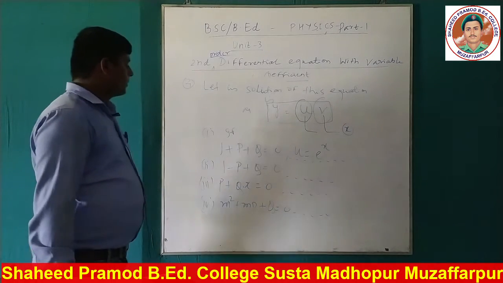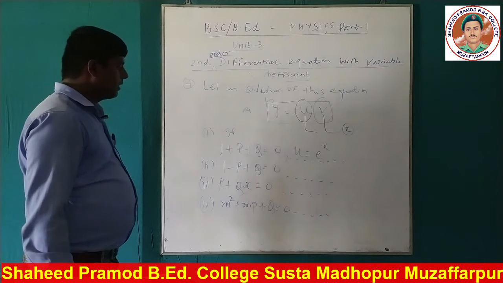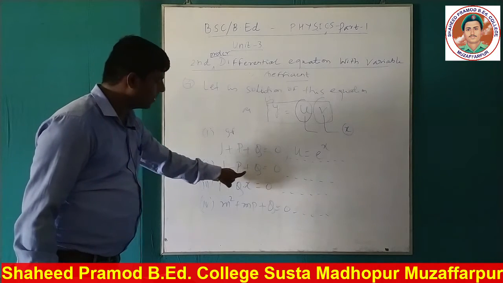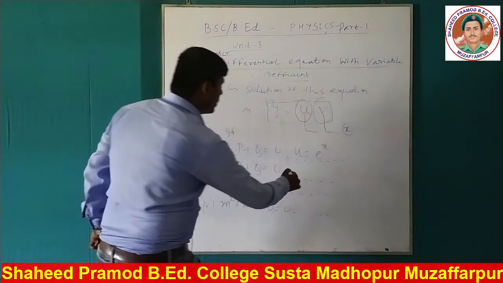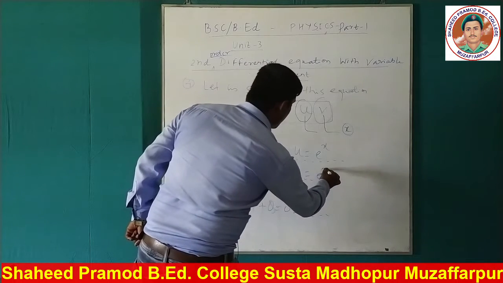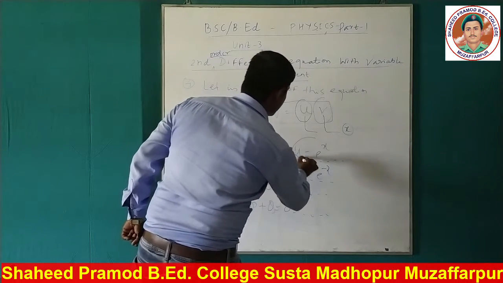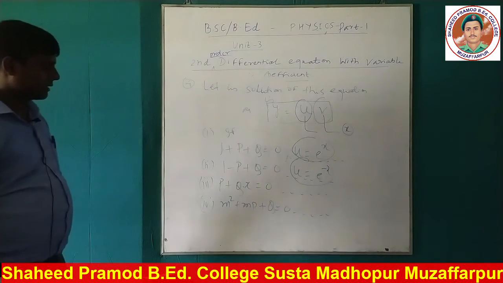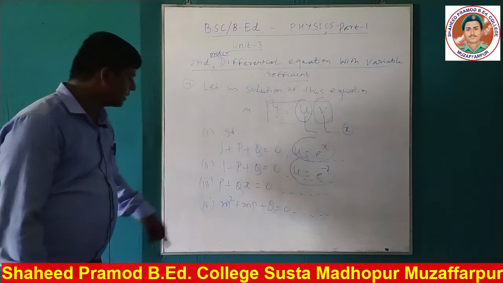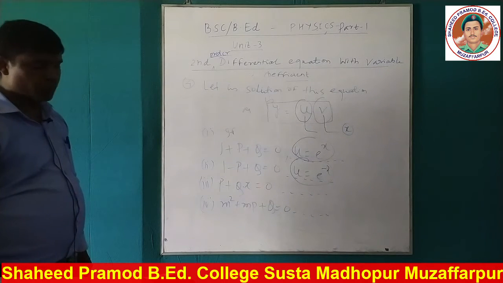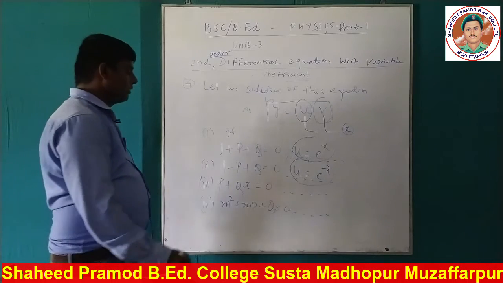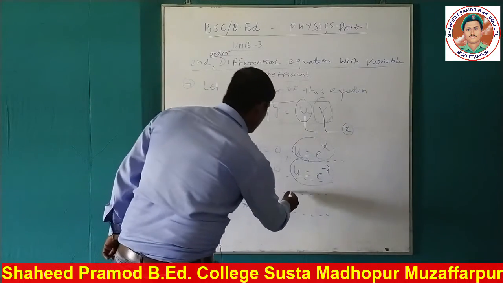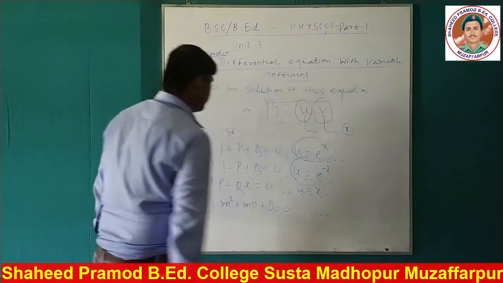If second condition is satisfied, you will put the value of p, q and find out the value of 1 minus p plus q is equal to 0. Then the value of u is equal to e raised to minus x. This is very important. You need to remember e raised to minus x. If third condition is satisfied, that is p plus q into x is equal to 0, then the value of u is equal to x. The value of u is equal to x.